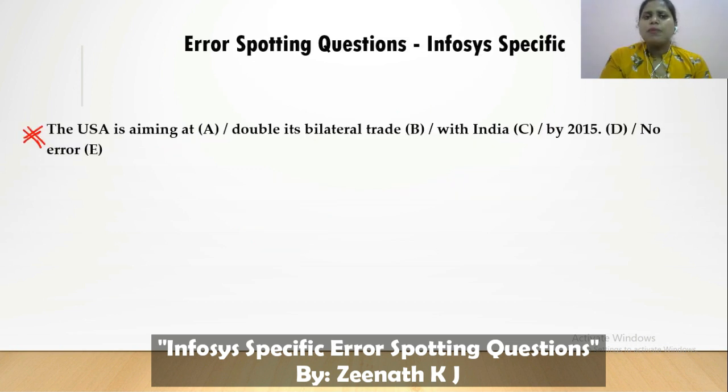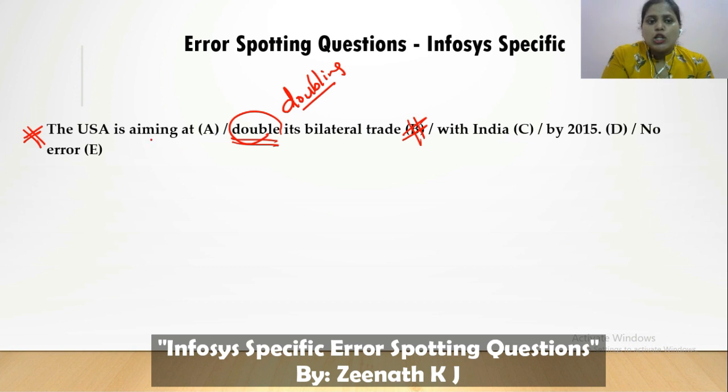"The USA is aiming at double its bilateral trade with India by 2015." The answer, my dear friends, actually lies in option B, because there is a mistake here in this part. The word double has to be changed to doubling. Now the question comes into picture, why?